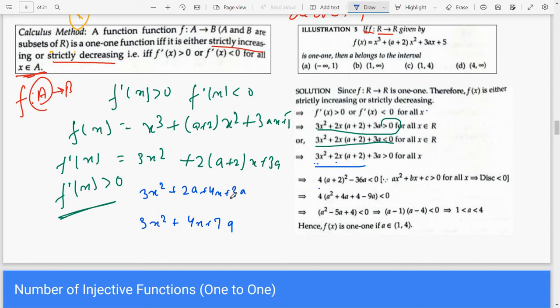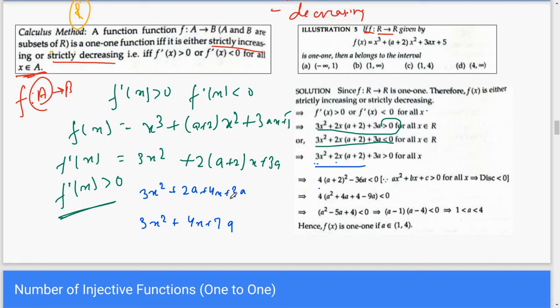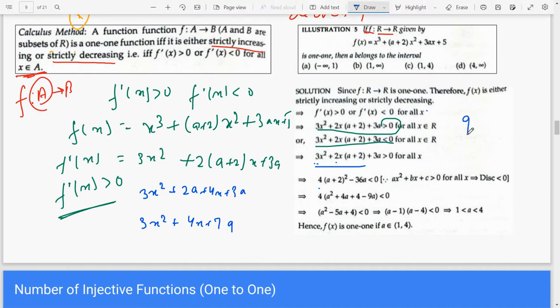So what we will do here is solve this particular question using the properties of the quadratic equation. If you have a quadratic equation x square plus bx plus c, and this is greater than 0 for all x, this implies that the discriminant is less than 0. What is the discriminant? Discriminant is b square minus 4ac, which should be less than 0. So this is a particular property of the quadratic equation.